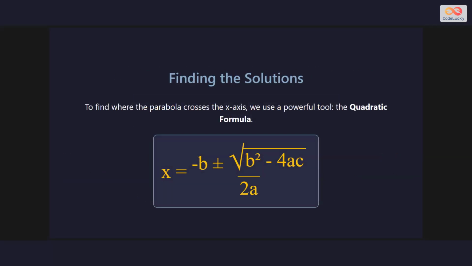To find exactly where the parabola crosses the axis, we don't have to guess. We use a special tool called the quadratic formula. It says that x equals negative b plus or minus the square root of b squared minus 4ac, all divided by 2a.